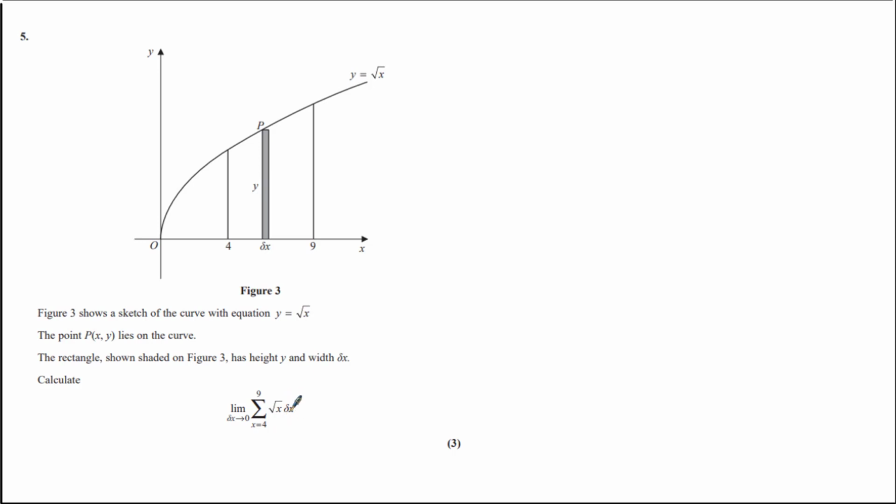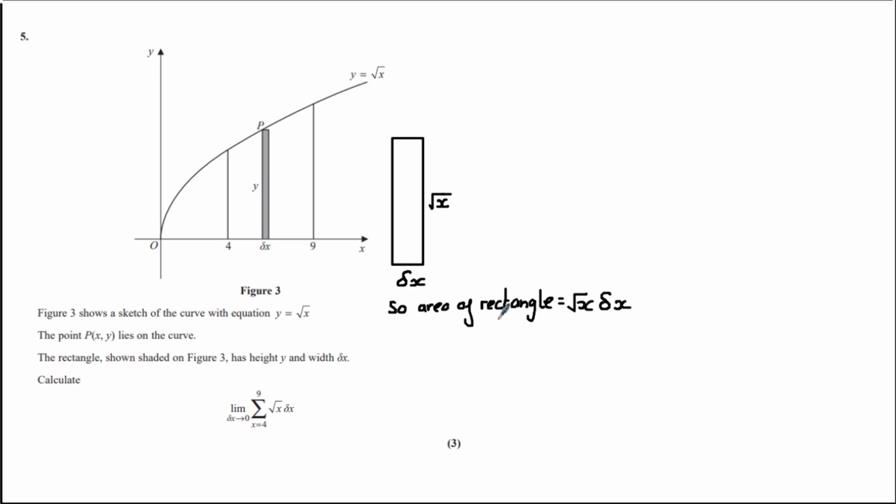Now we know that delta x represents the width of the rectangle, and it's being multiplied by the square root of x. Now the square root of x is equal to y, which was the height of the rectangle. So if we have a rectangle with a width of delta x and a height of the square root of x, then the area of the rectangle is going to be equal to the square root of x delta x. So we know that this is the area of the rectangle.